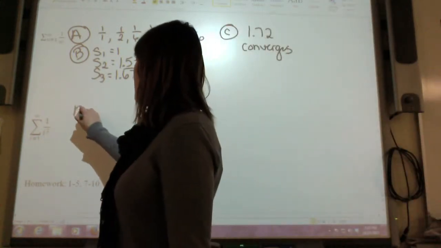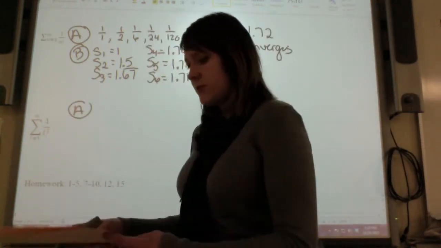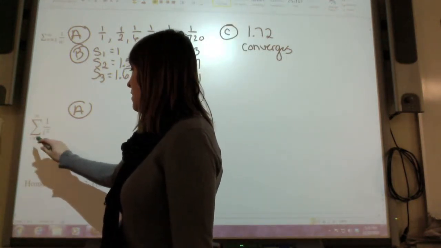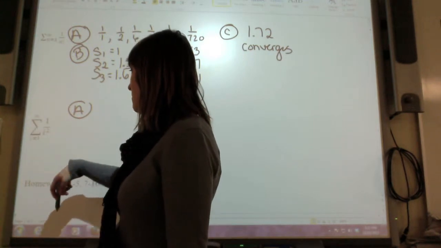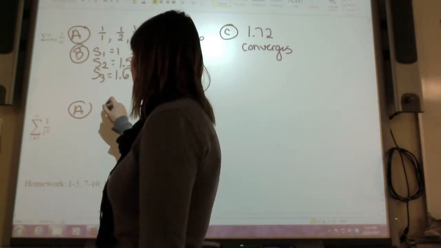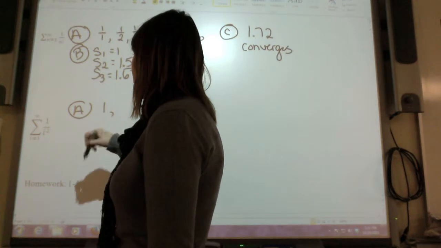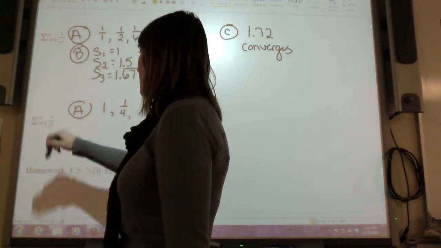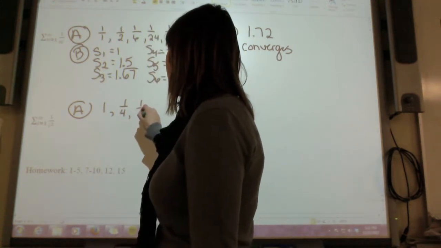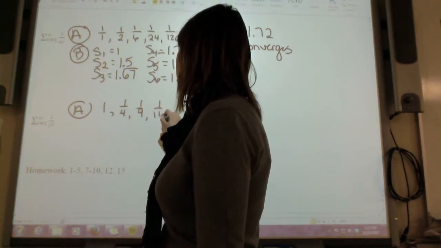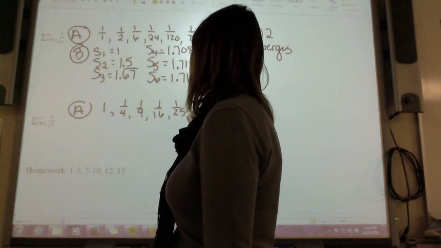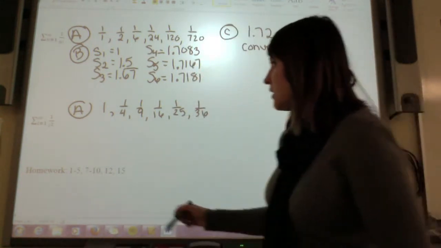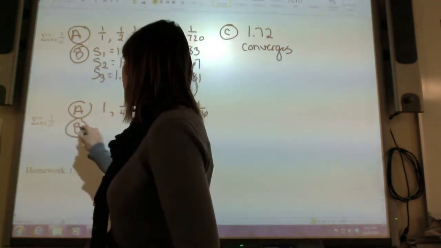I'm going to start with A, so I want to come up with my first 6 terms. So this is 1 over I squared, and I'm going from 1 to infinity. So for my first term, I'll have 1 over 1 squared, which is 1. For my second term, I'll have 1 over 2 squared, which is 1 over 4. And then I'll have 1 over 3 squared, which is 1 over 9, 1 over 16, 1 over 25, 1 over 36.